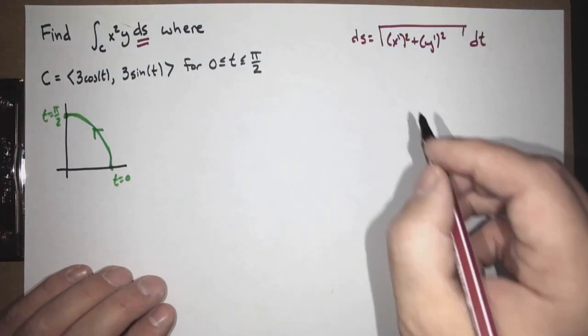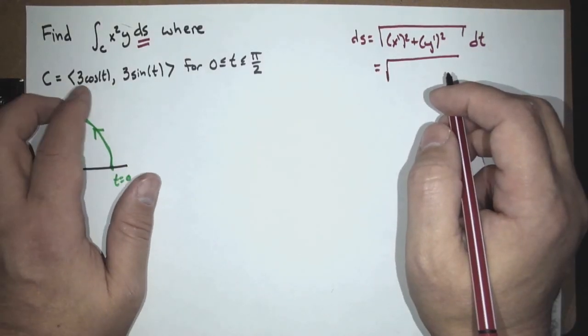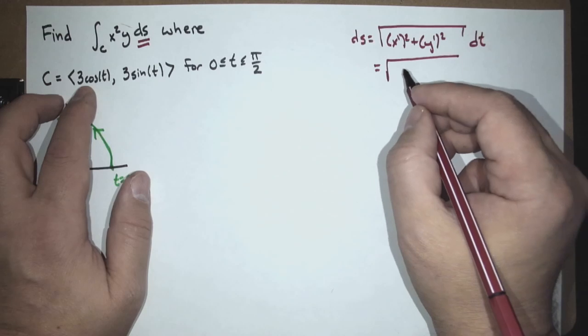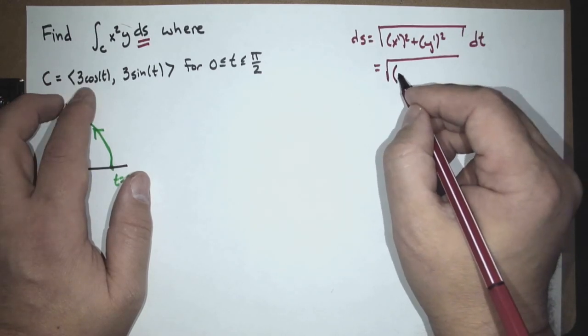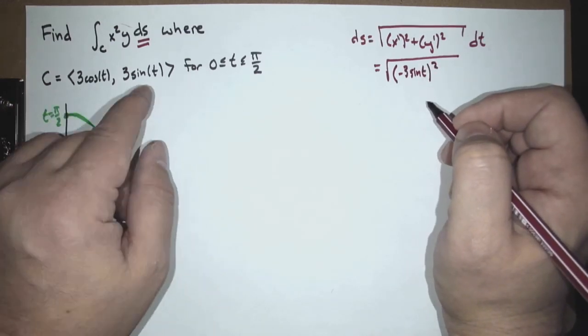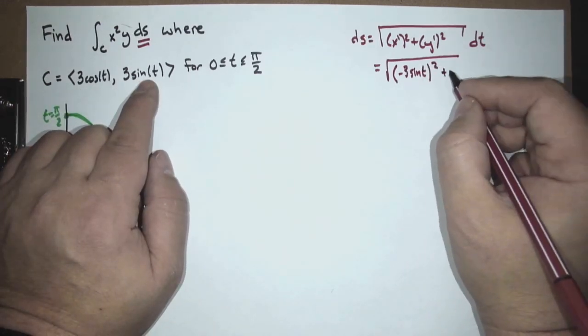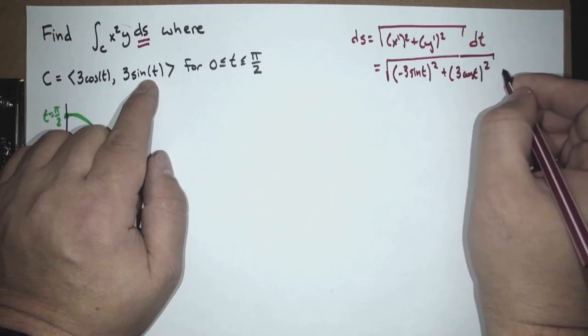Okay, so in our case, what is x prime squared? Or what is x prime? Let's just do that. Negative 3 sine t. Good. It's negative 3 times sine t squared. What's y prime? 3 cosine t squared dt.